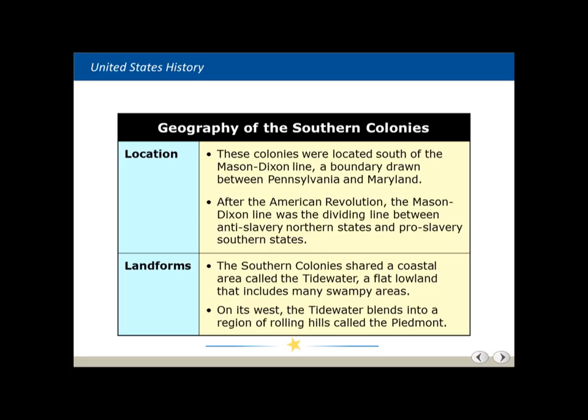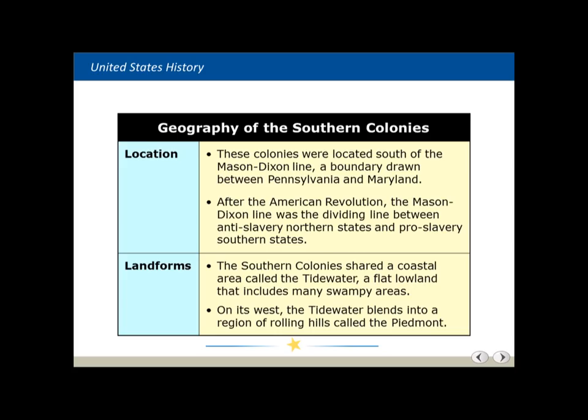Again, these are located south of the Mason-Dixon line. This is a boundary drawn between Pennsylvania and Maryland. So Maryland is going to be the northernmost Southern colony. After the American Revolution, the Mason-Dixon line was the dividing line between anti-slave and pro-slavery states.